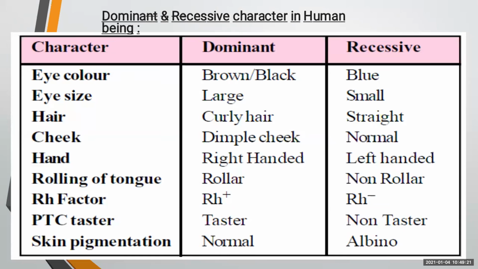And normal pigmentation of the skin, if you have skin pigmentation, that is a dominant character. And albino people, suffering from albinism, you must have seen they don't have skin pigmentation. That is a recessive character. So when we study Mendel's monohybrid cross, then you will properly understand what a dominant character is and what a recessive character is.